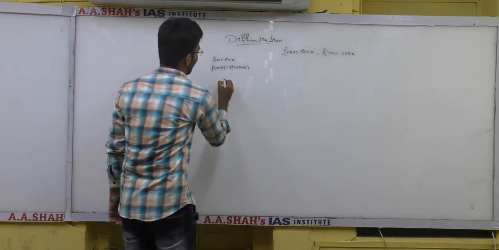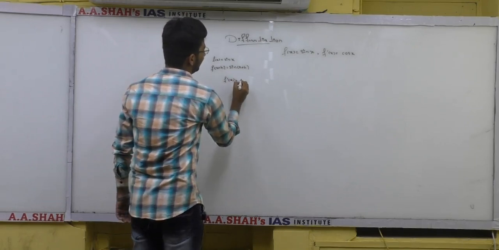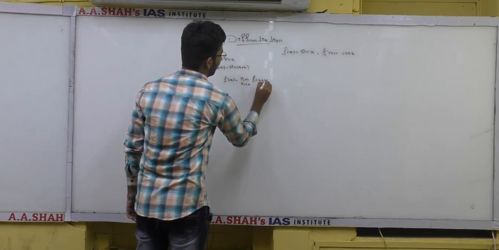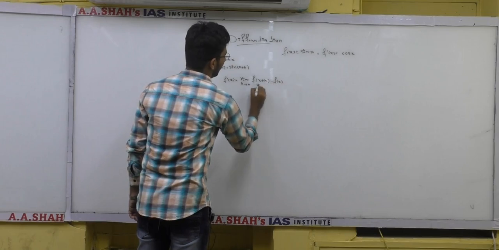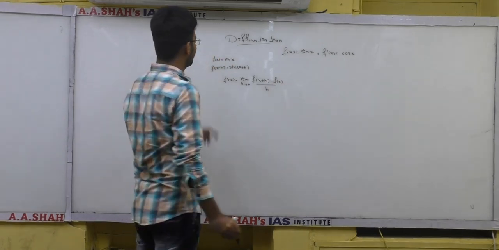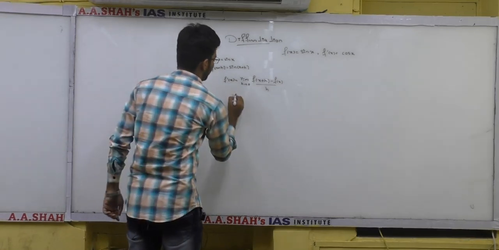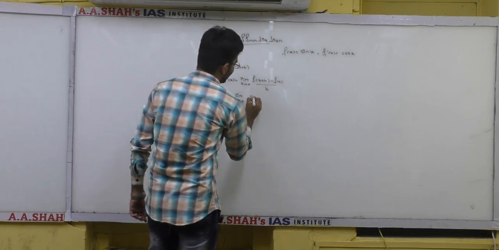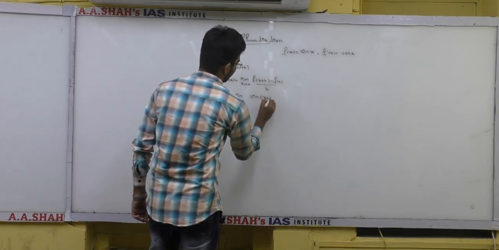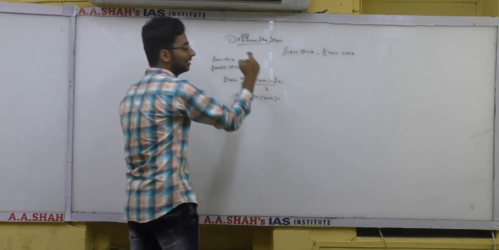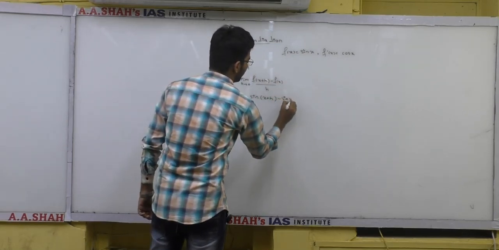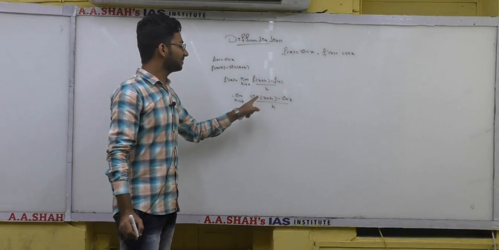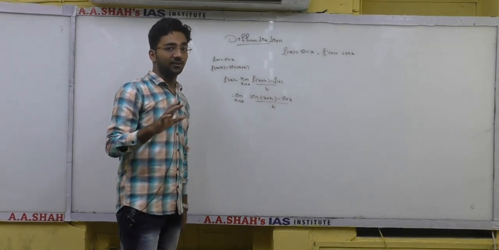Now what is the formula? f'(x) will be equal to limit h tending to 0, [f(x+h) - f(x)] upon h. Now we will substitute these two in this, so we'll get limit h tending to 0, f(x+h) is sin(x+h), minus our f(x) is sin x, upon h. Now for sin(x+h) - sin x, we have learned the factorization formulas.